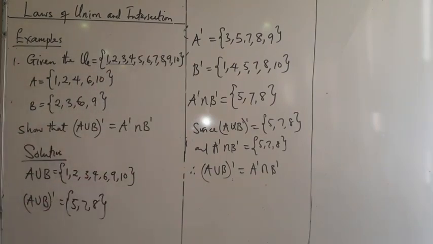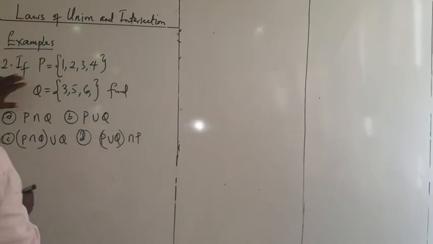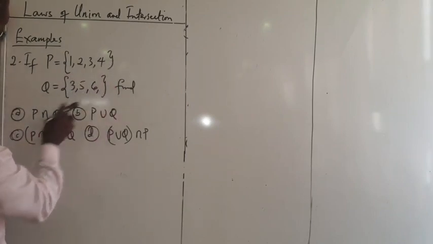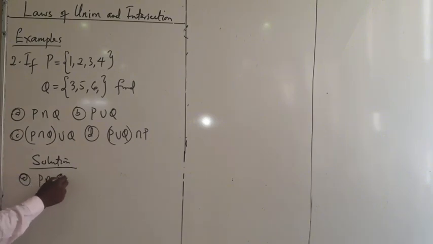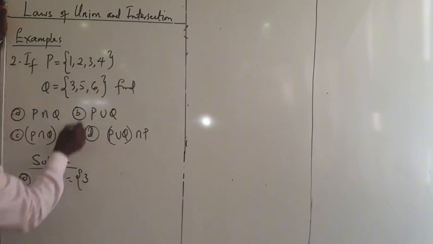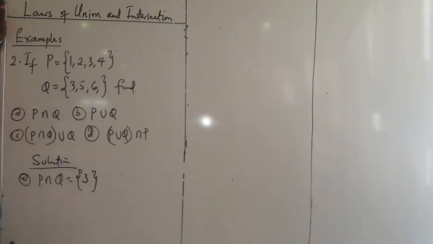So let's look at one more example before we end this video. Alright, this is example 2. So we have if P equals 1, 2, 3, 4, and set Q is 3, 5, 6. Find P intersection Q. So solution to this. So this is P intersection Q, then all the elements that are common to P and Q. So 3 is common. We have 3 here, we have 3 here. That is all. So 3 is the only element that is common.